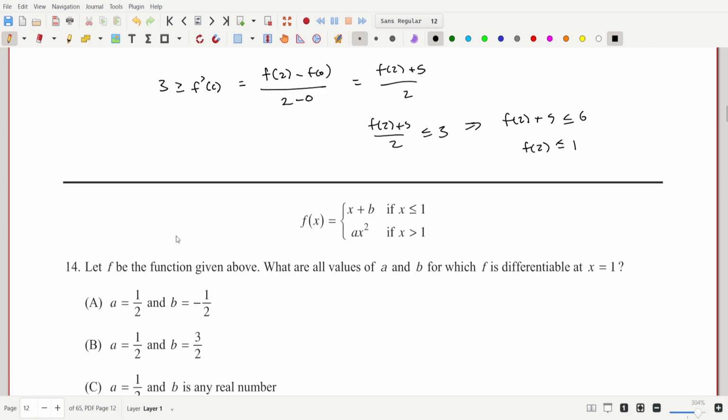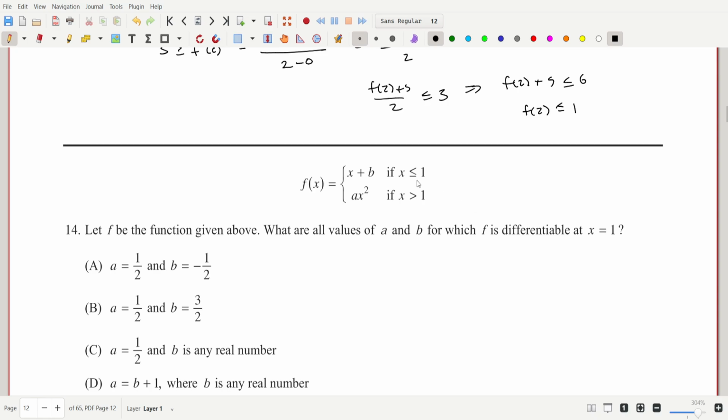Let f be a function above. Okay, we want a and b, so it's differentiable at 1. Okay, the quick and dirty method here is just plug in. Well, it needs to be continuous. So plug in 1 and you get b on top and a on bottom, so a needs to be b. And then you take the derivative, you get 1 on top and 2a on bottom. So 2a needs to be 1, so a is a half.